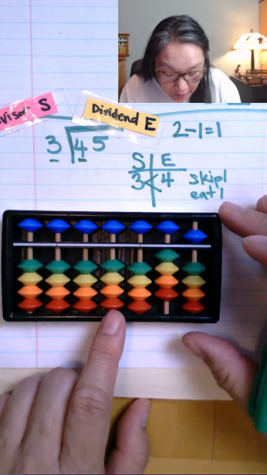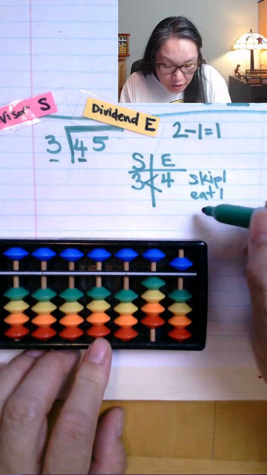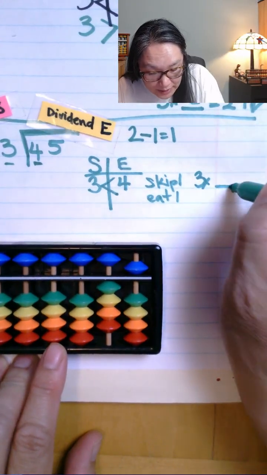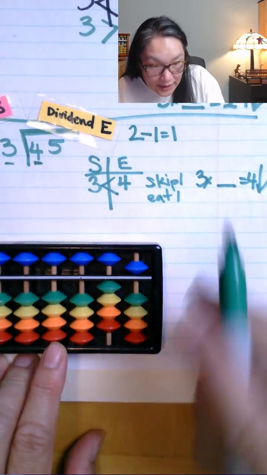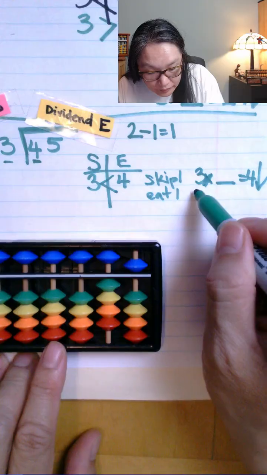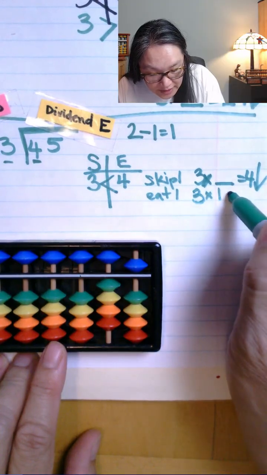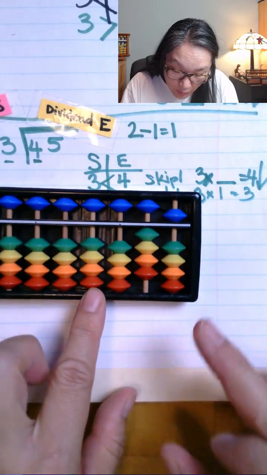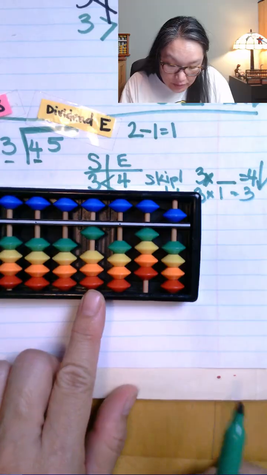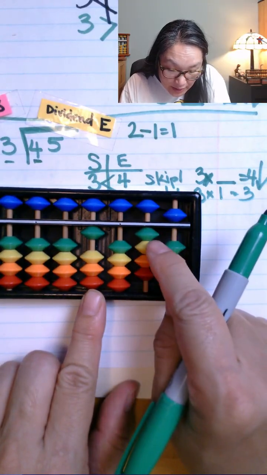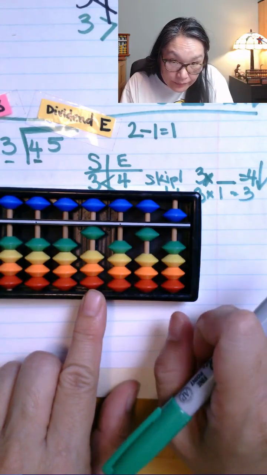All right. So the first thing we're going to do is figure out 3 times what is equal to 4 or less. 3 times 1 is equal to 3. So thank you, Jasmine. So I'm going to add my 1 to my answer. I go to my dividend and I take away 3. Are we following?